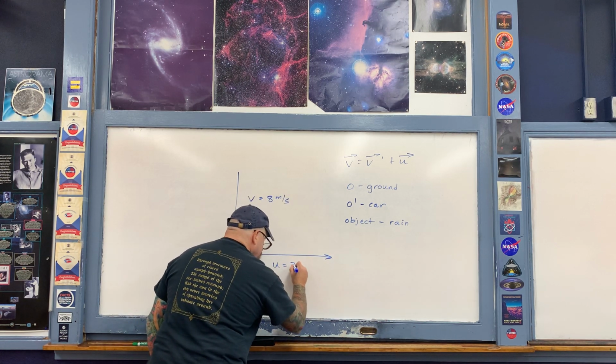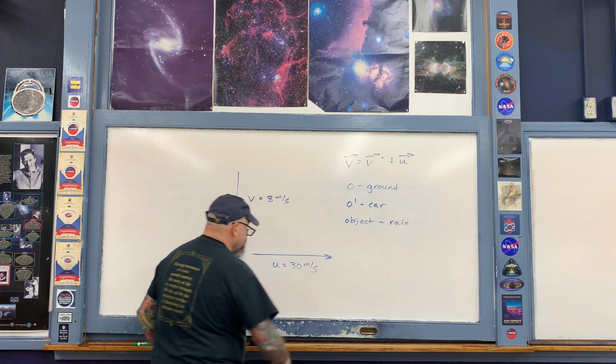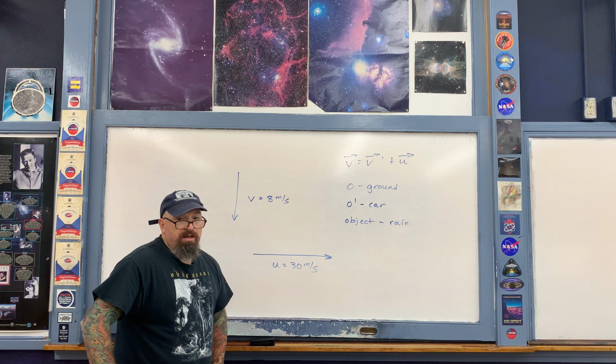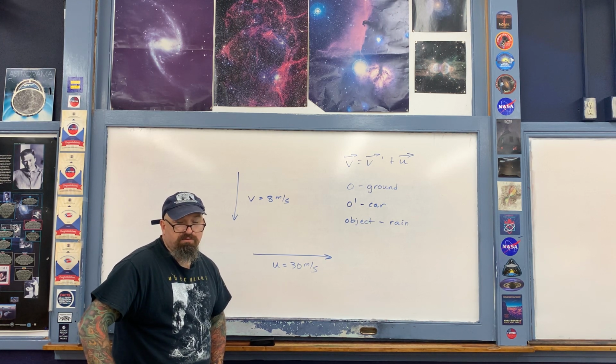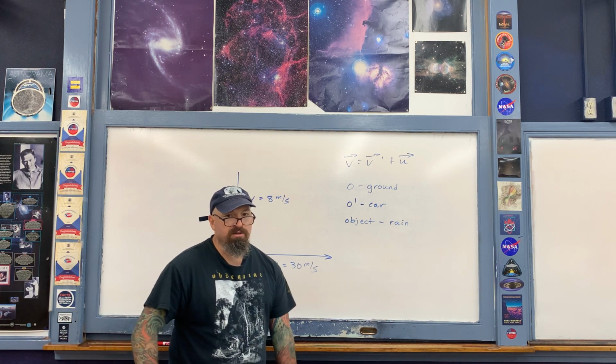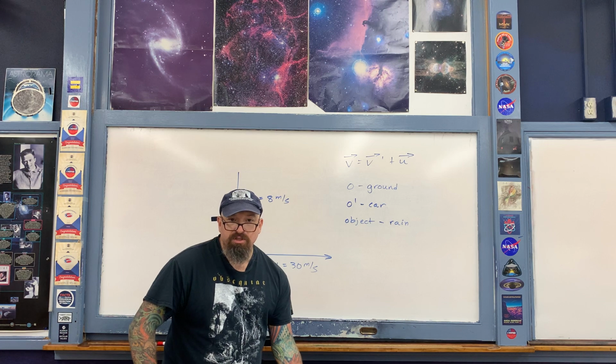Okay, now it does have a magnitude here of 30 meters per second. So I'll go ahead and draw it large as so. And then what we're asked to solve for here is V prime, the velocity of the rain relative to the car. How can you begin to picture what that vector has to look like? Well, draw upon your own experience.